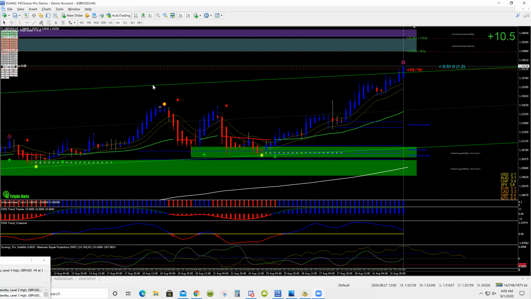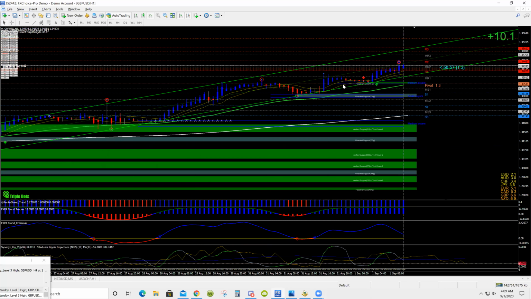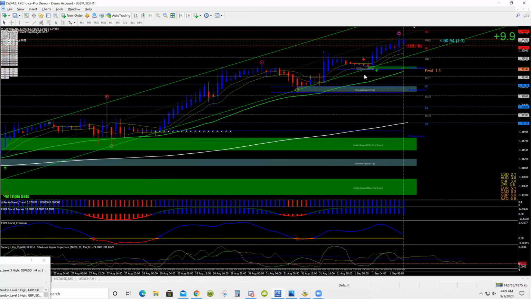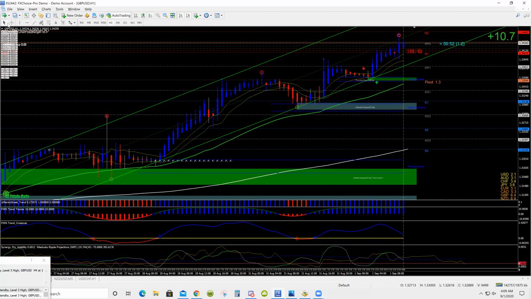Because we missed the entry. To be totally honest, guys, we missed the entry. The entry on this trade, when I go to the 1 hour time frame, is right here. This is the entry in the trade, and this would have been a good 75 pip trade. And I called this out on GBP/USD, and I called it as a buy.